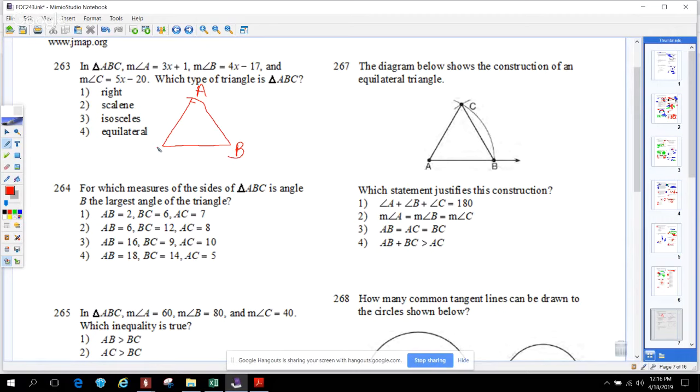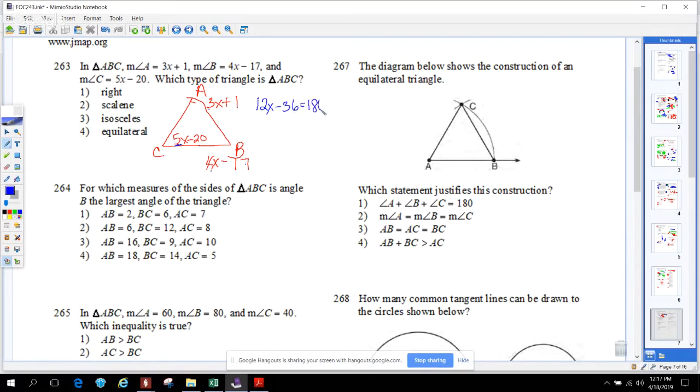ABC. It tells us that A is 3x plus 1, B is 4x minus 17, and C is 5x minus 20. It wants to know what type of triangle this is. Well, in order for us to do types of triangle, we need to know the angle measures. So first we'll add them all up and find out what x is. We'll do 3x plus 5x, that's 8x, plus 4x is 12x. Negative 20 minus 17 is negative 37, plus 1 is negative 36.